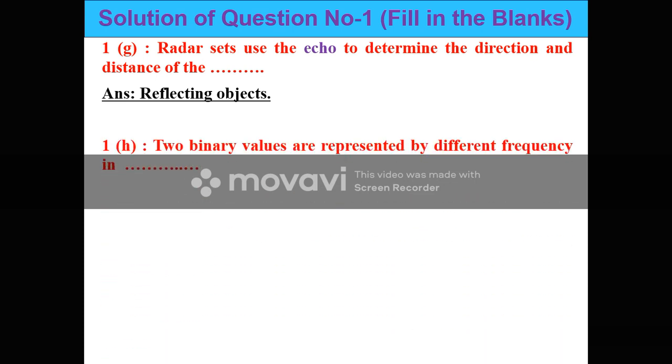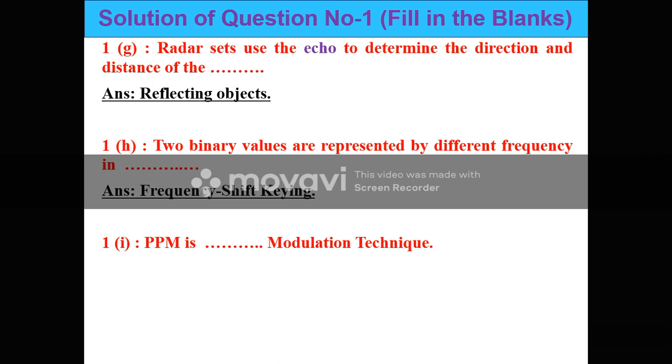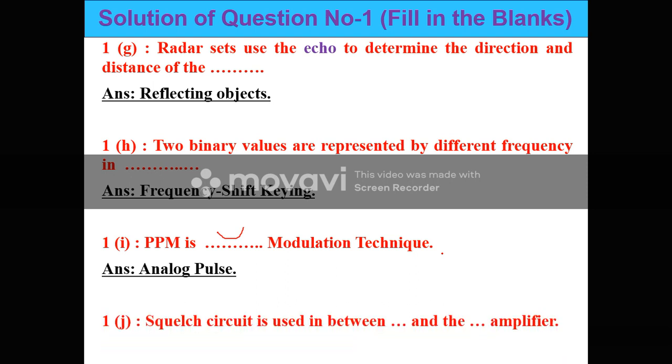The two binary values are represented by different frequencies in frequency shift keying. There are two frequencies used in frequency shift keying. PPM, that is pulse position modulation, is dash modulation technique. Pulse position modulation is analog pulse modulation. Next: squelch circuit is used in between dash and dash amplifier. Squelch circuit is used in between AGC and the audio amplifier.